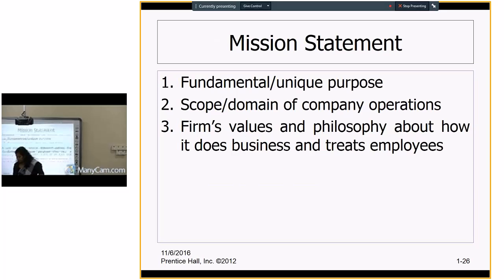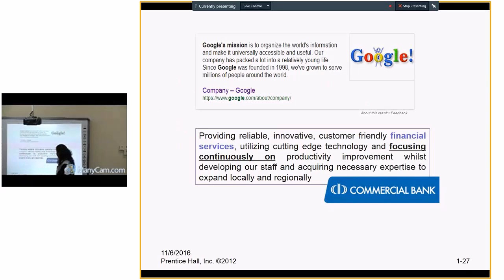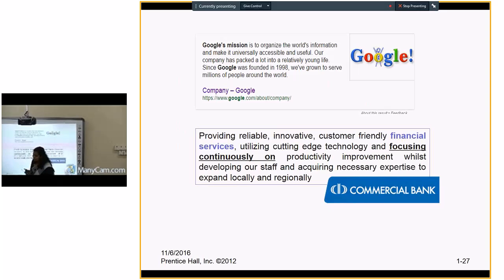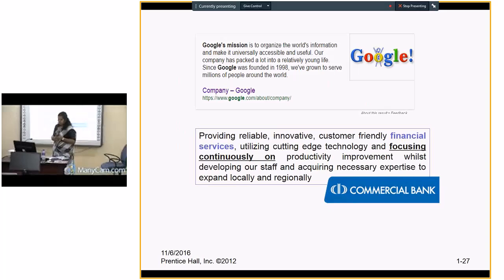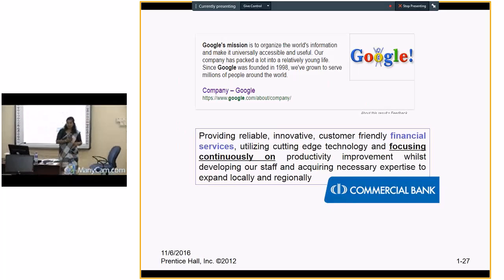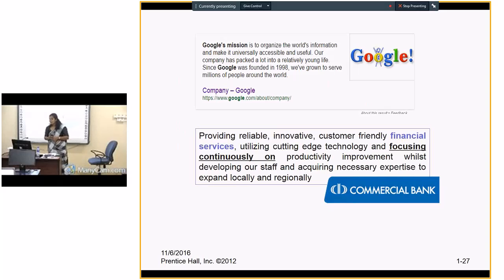Looking at the commercial bank mission statement, what can you say? They mention the necessary expertise to expand locally and regionally. Do they mention going global? They are highlighting the local perspective, the market they are catering to on a local basis. And what about the values? We said that in a good mission statement there should be a highlight of the value system or the philosophy of the organization. Do they highlight something like that in the commercial bank mission statement? What can we say?